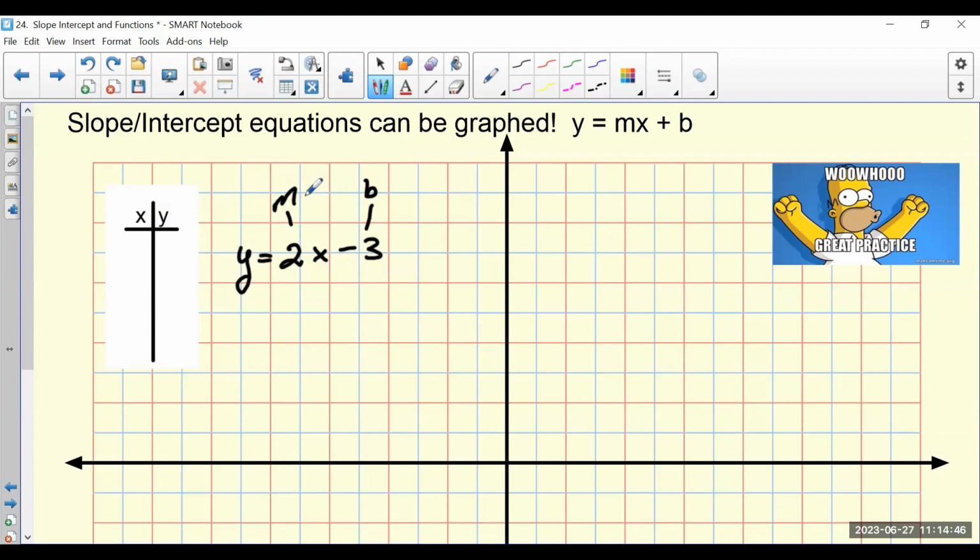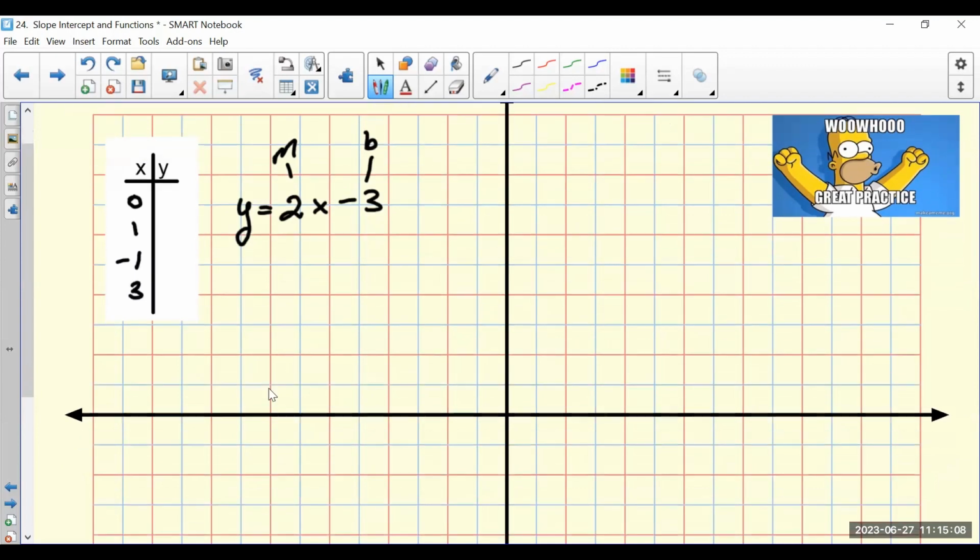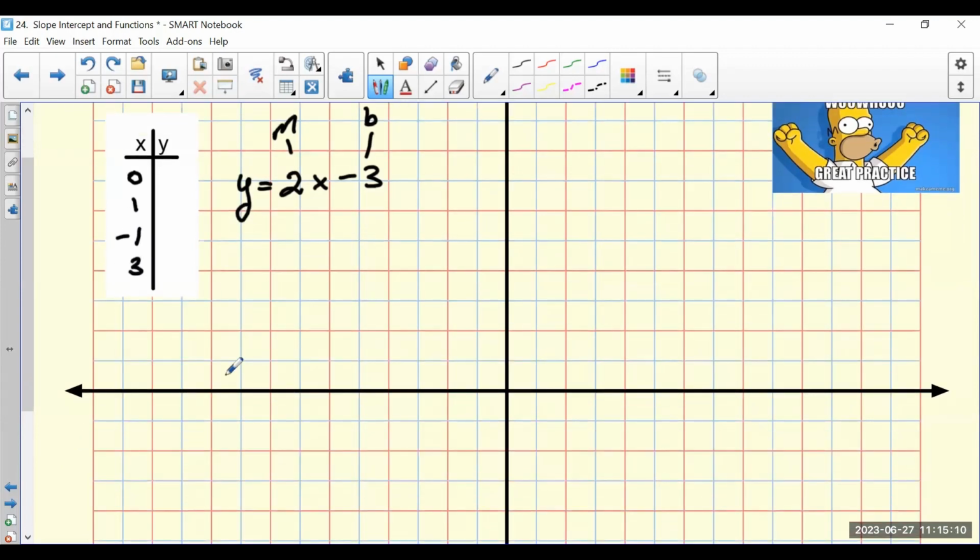Well, the simplest way to do this is by choosing a number of inputs to place for x. I always pick 0 because it's easy. I always pick 1 because it's easy. And then you could pick like a negative 1 or a negative 2. You could pick something like a 3. If you do this correctly, they will all line up, assuming that it's a normal equation.